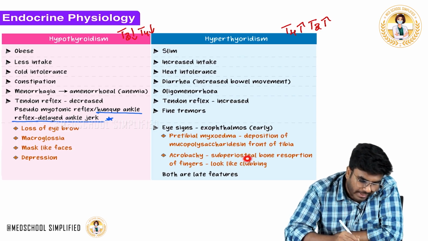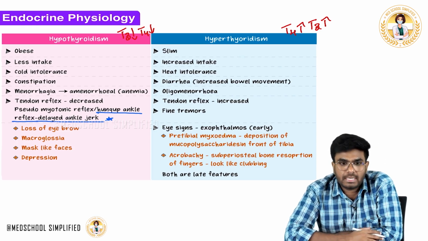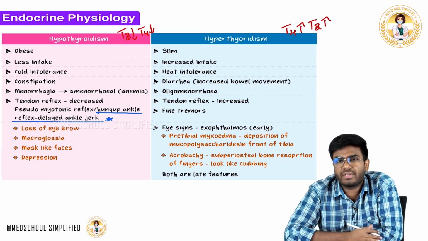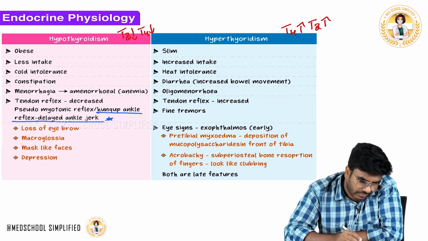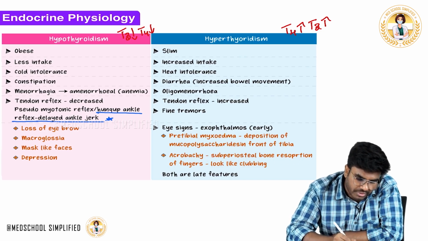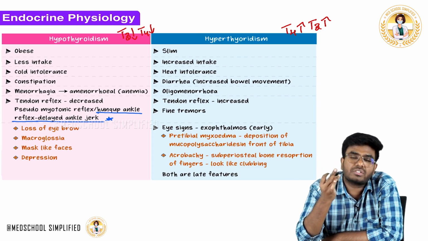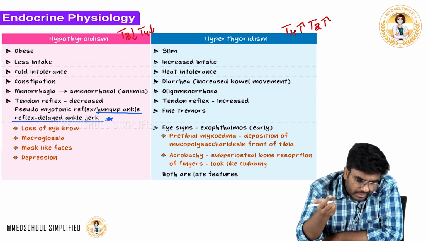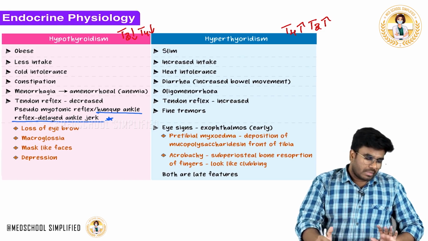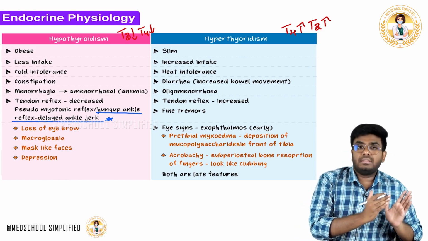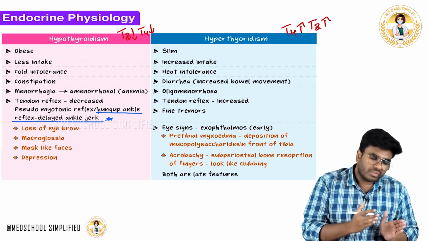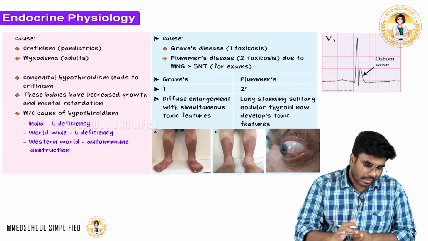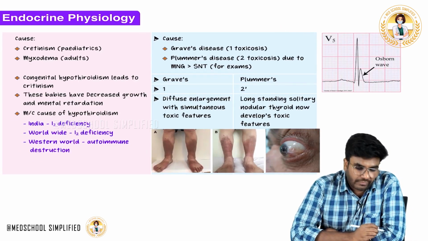And there will be acropachy also. Why acropachy? Thyroid hormones in excessive quantities, hyperthyroidism, will even cause bone destruction, that will cause subperiosteal bone resorption, especially in the fingers. Subperiosteal bone resorption, especially in the fingers, is called acropachy. That can be seen. These are the late features. So in this slide, we have discussed some of the important features of hypothyroidism as well as hyperthyroidism. Okay, now let's continue the differences.